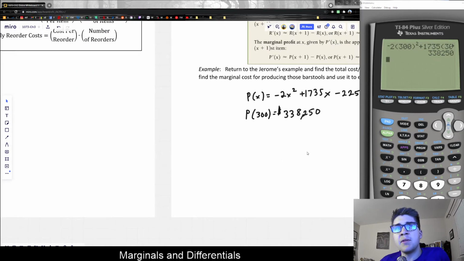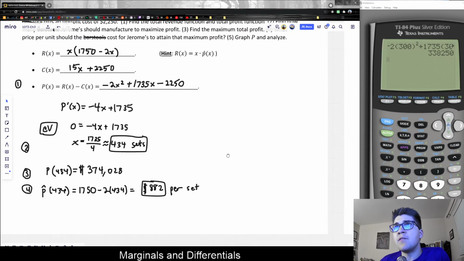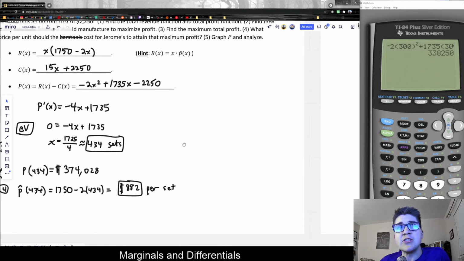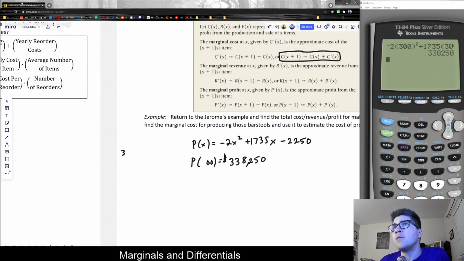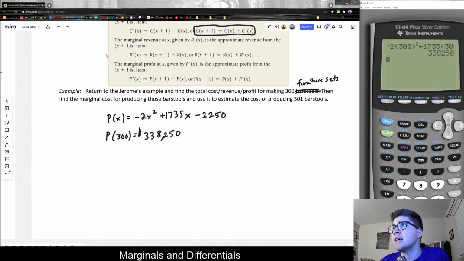In the previous example, we found the derivative and we found the maximum profit by looking at the first derivative. But here, we could use a derivative for a different purpose, to marginalize. Again, we'd first need to figure out, what's the derivative? P prime of x. So let me write that over here. And we already found that to be negative 4x plus 1735 by the power rule.